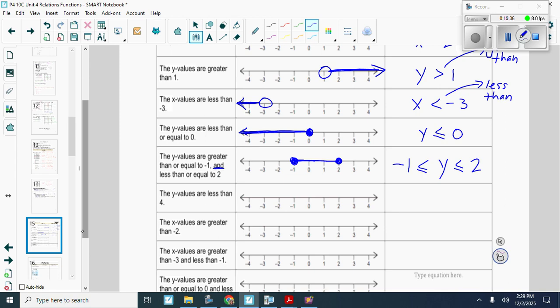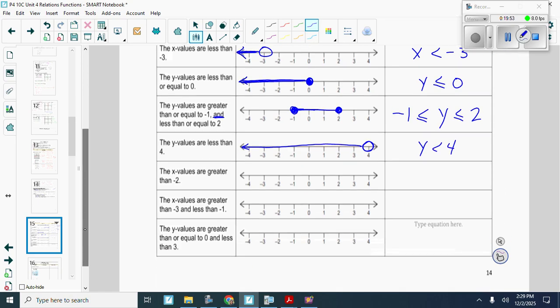So the y values are less than 4. We have an open dot on 4, and we've got to be less than 4. Y values are less than 4. X values are greater than -2. So we do -2 with an open dot, and we want greater than. And we're doing x has to be greater than -2.